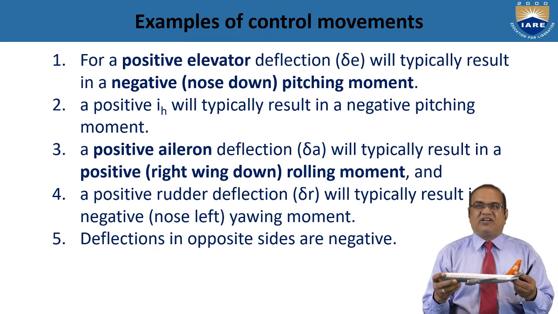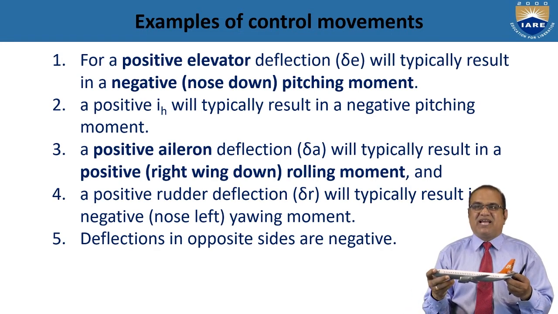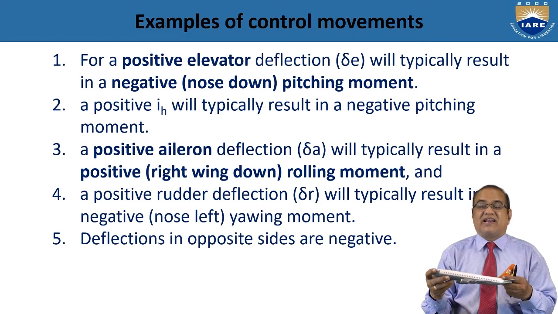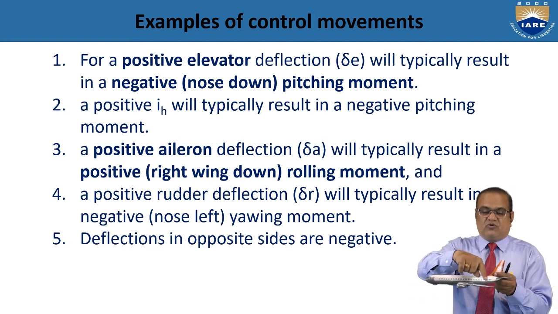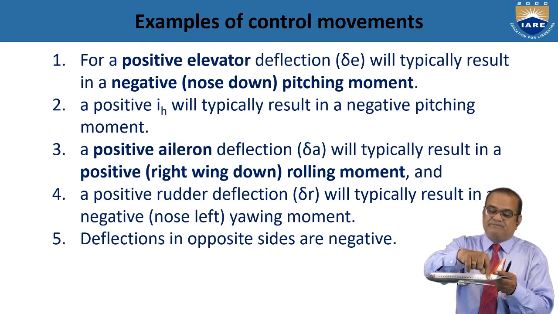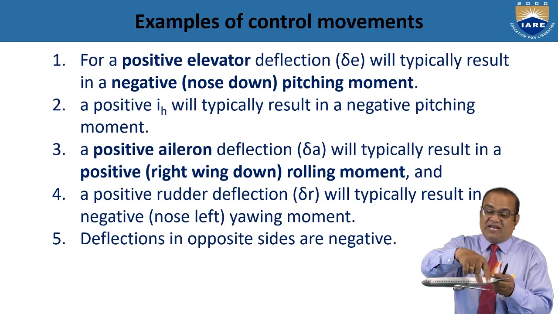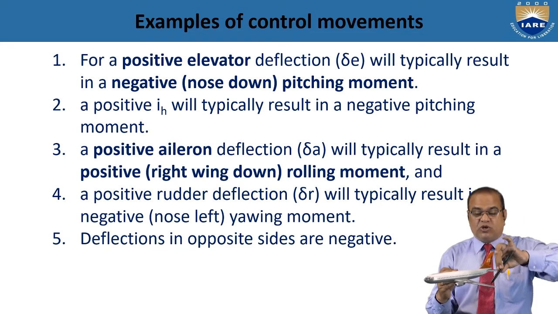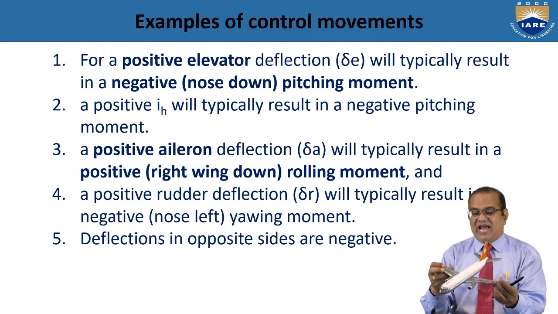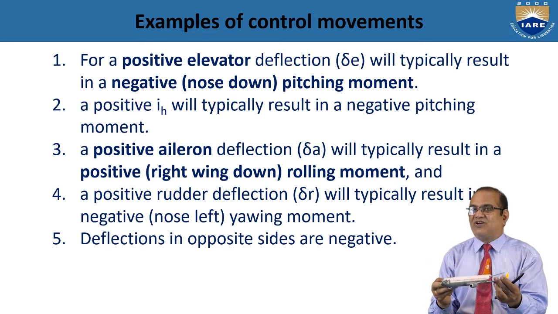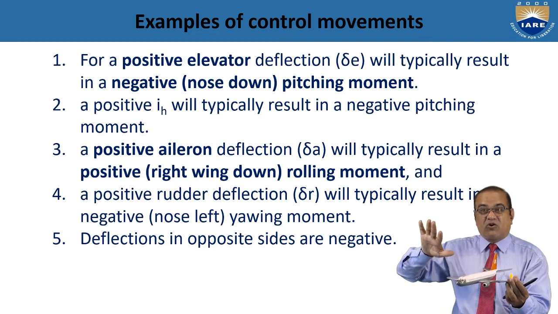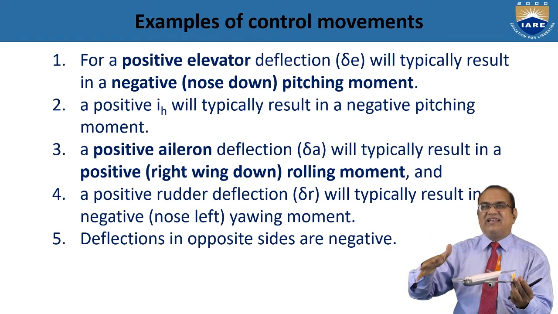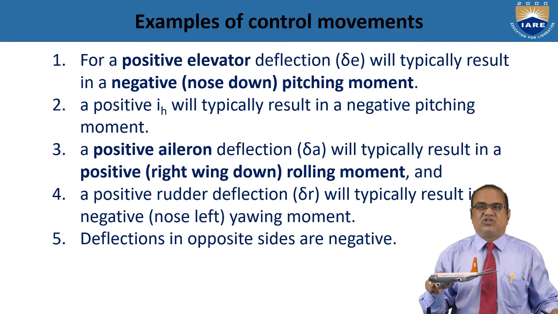A positive aileron deflection, delta A, will typically result in a positive right wing down. Okay, so if delta A is positive, I told you, it means the left side aileron is going down. If the left side aileron is going down, lift will be more and the right wing will go down. So delta A positive means what? The right wing is going down, the rolling is towards the right side. Then we can say that it is a positive aileron deflection.